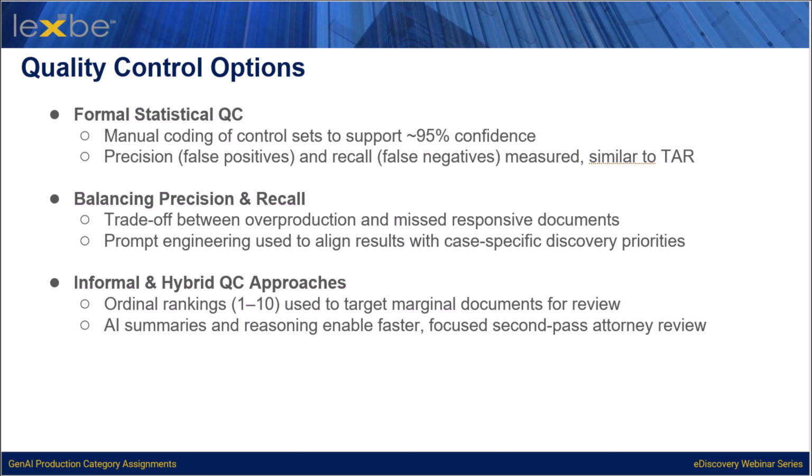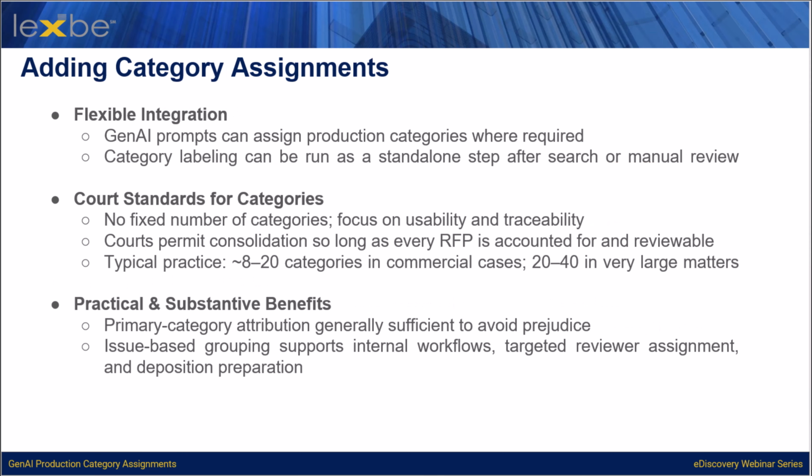If one is in a jurisdiction that requires categorical assignments to productions, the GenAI review workflow can be modified to determine categorical assignments and add that to the prompt return. Of course, the entire process does not need to be used, and the elements that complete category labeling for Rule 34 could be done separately. This might be the case where responsiveness and privilege review has been completed with search alone or manual review or managed document review. Courts do not set a fixed number of production categories under Rule 34.